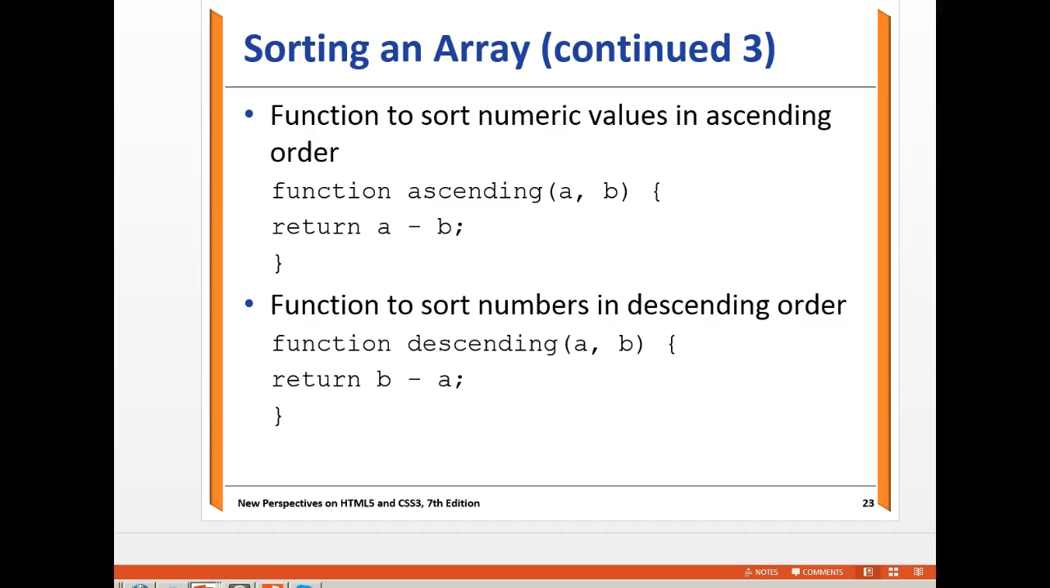Also, we have a function to sort numeric values in ascending order. We have function ascending(a, b), return a minus b. Whereas to sort numbers in descending order, we can apply the function descending(a, b), return b minus a, which subtracts a from b rather than b from a. We have other compare functions, but these are the 2 simplest for sorting an array of numeric values.